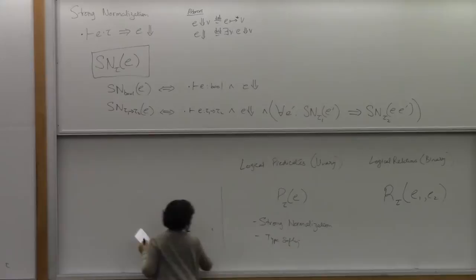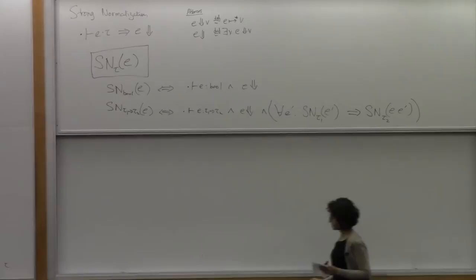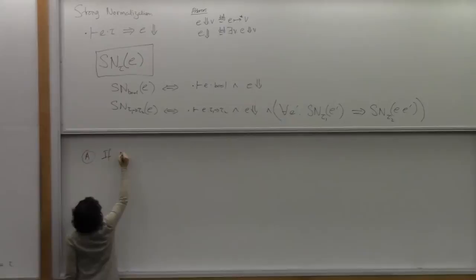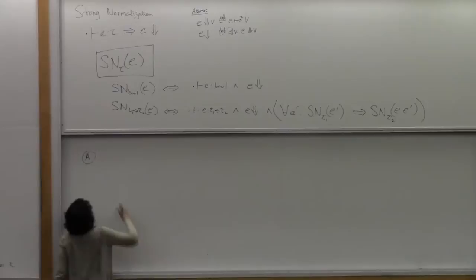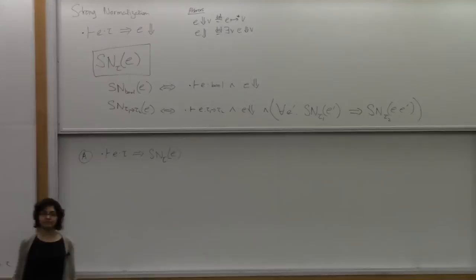Okay, so once we've defined our logical relation, in this case our unary logical relation, here's how we generally want to proceed. We want to show that if something is well-typed, then it belongs to the logical relation. Let me write it as an implication. If E is well typed, then it belongs to the logical relation that we have just defined at the type tau. We're the ones who made up this logical relation, right? So, yeah.